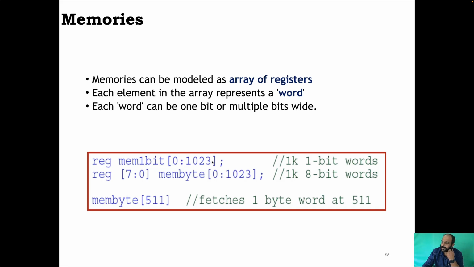Let's see how memories can be modeled with this concept. Memories can be modeled as an array of registers or array of vectors, you can say. Each element in the array represents a word. A word can be one bit or multiple bits. For example, let's see some examples.